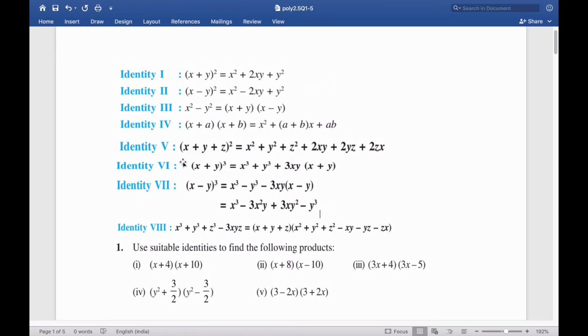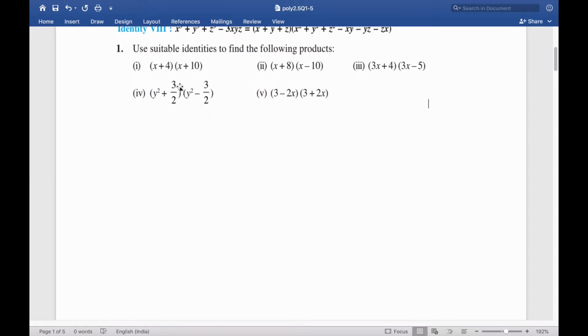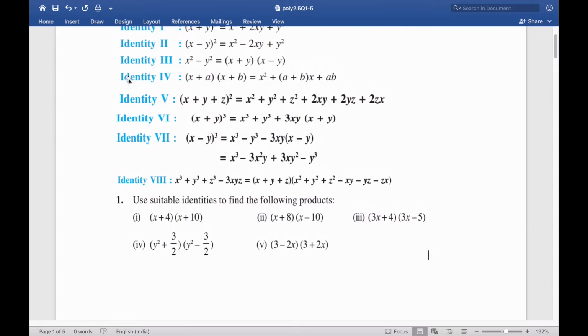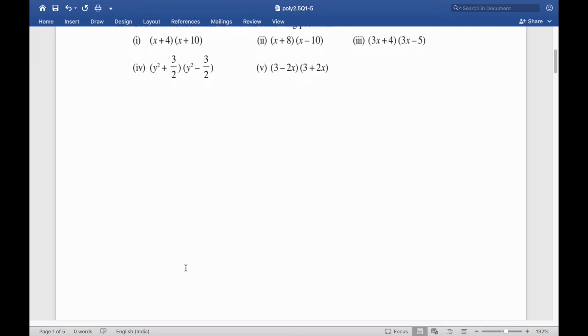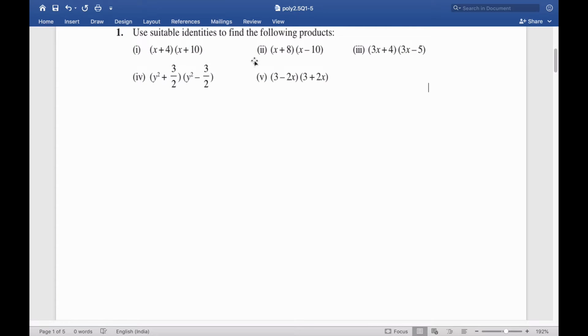Now these are the 8 identities that we will be using and we will keep coming back to them as per the question. So now the first question is x plus 4 into x plus 10. So it is clearly this identity, x plus a into x plus b, which gives me x square plus a plus b into x plus ab, where my a and b are now 4 and 10.